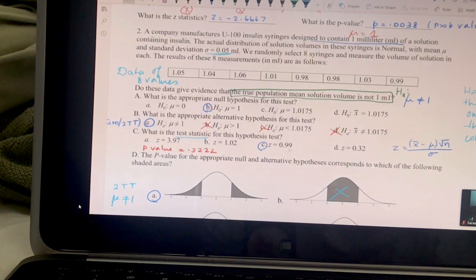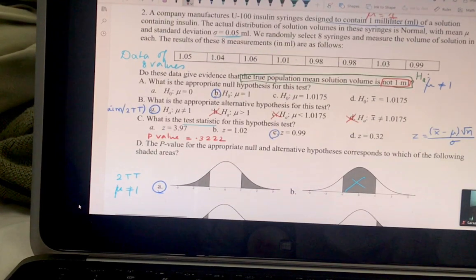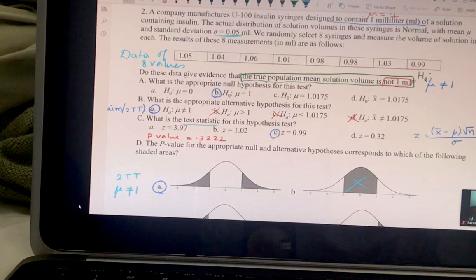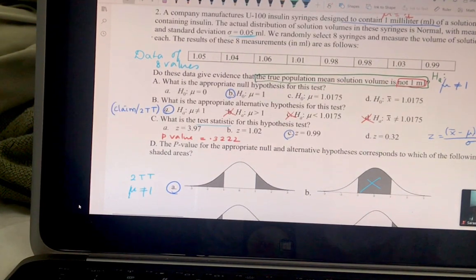So what is the keyword? The keyword is going to be not 1 ml. That is going to help me to construct my alternate hypothesis. See, the alternate hypothesis is not equal to 1. All right. So what is the null hypothesis? So the null hypothesis is going to be mu equal to 1, obviously. And what is the alternative hypothesis? The alternative hypothesis is going to be not equal to 1.